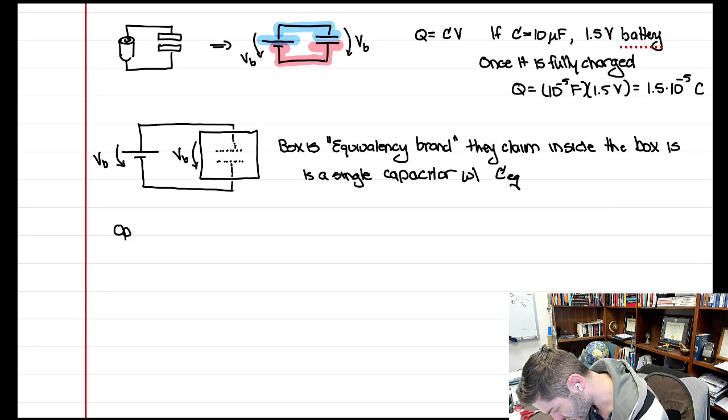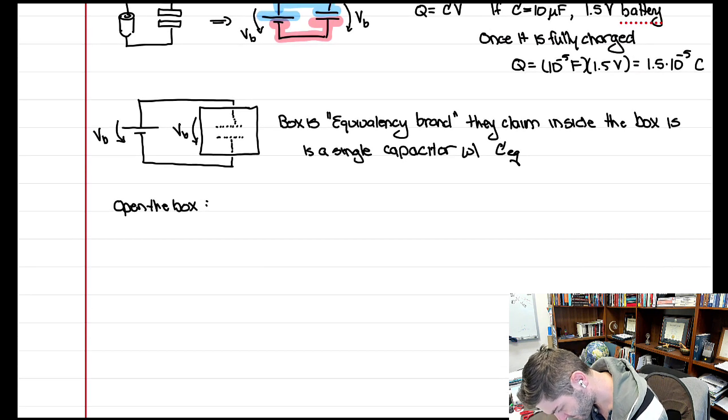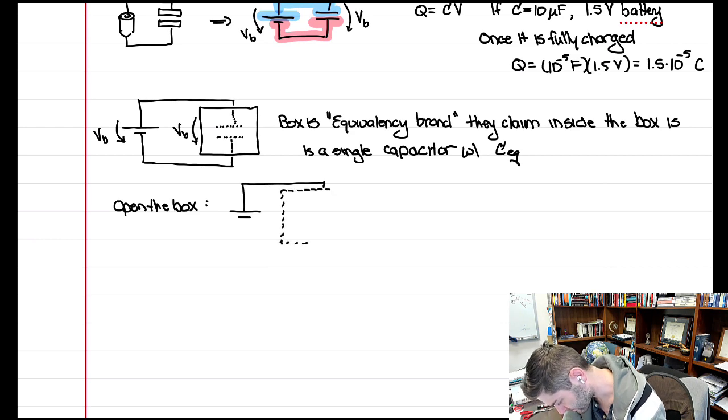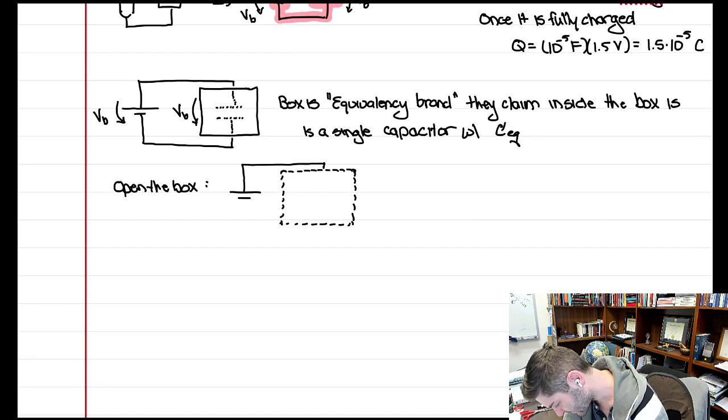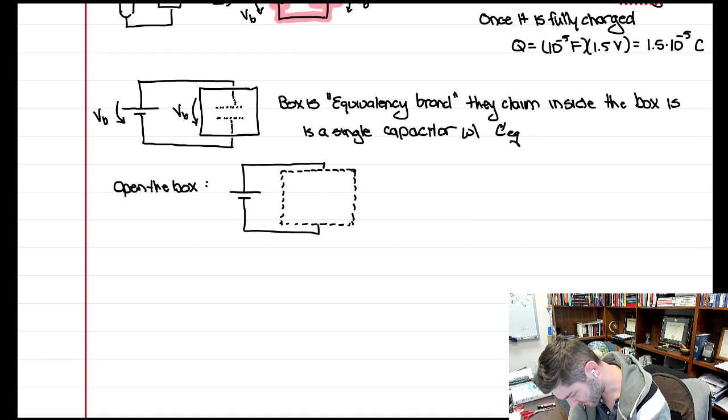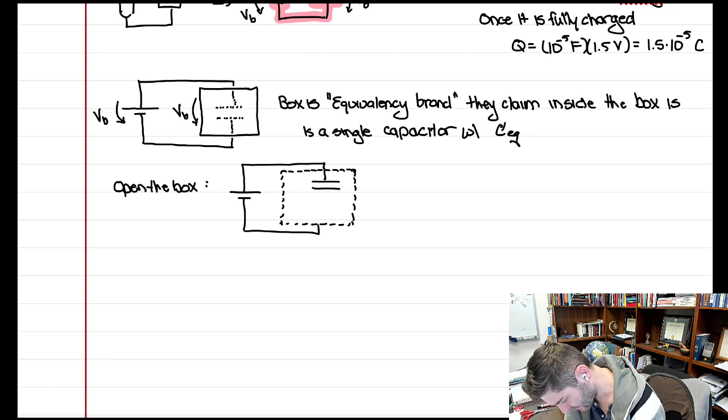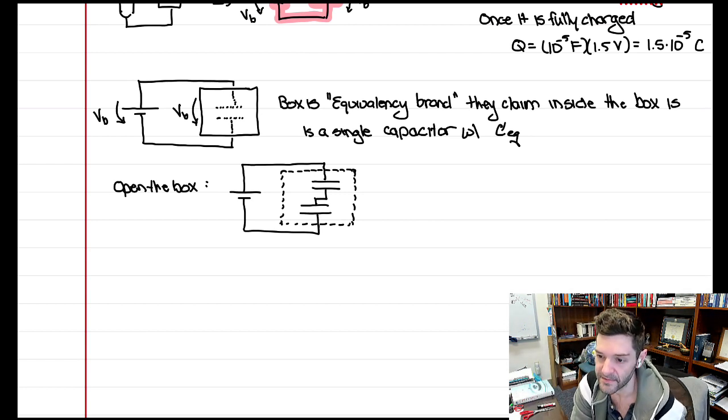However, you then open the box and discover the following. You have a battery that goes into the box and comes out of the box. But in fact, what's going on is it goes into the box and it goes into one capacitor, and that capacitor goes out and goes into a second capacitor, which then eventually leaves the box.